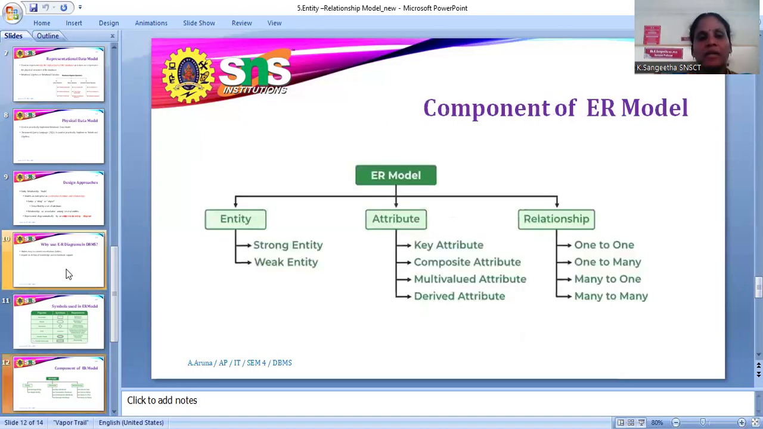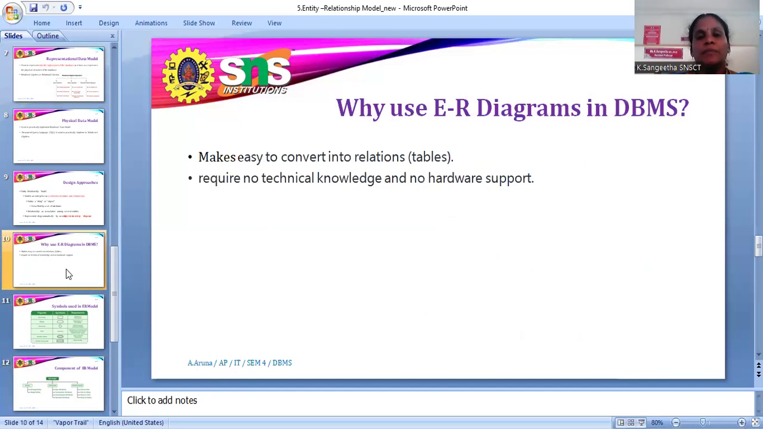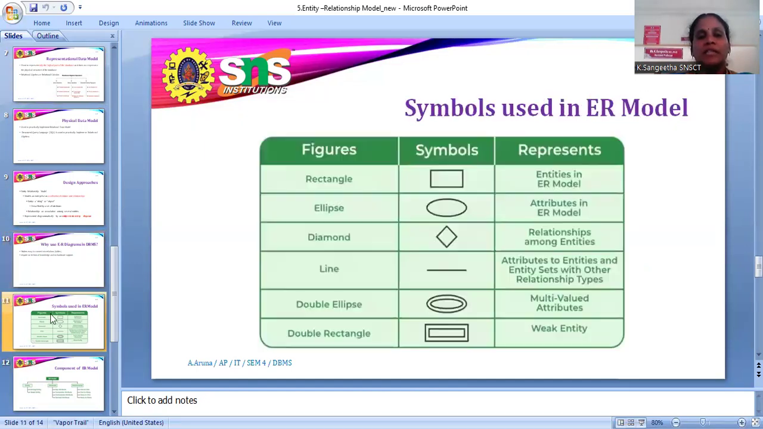And if we take the familiar shapes: a rectangle represents the entity in the ER model. An ellipse represents the attributes. A diamond represents the relationship among entities. A line connects the attributes to entities. A double oval represents a multi-valued attribute. And a double rectangle box represents a weak entity.